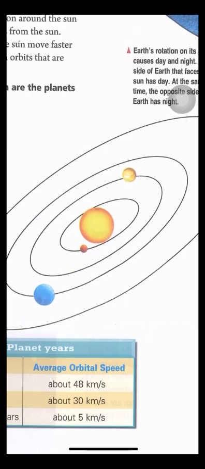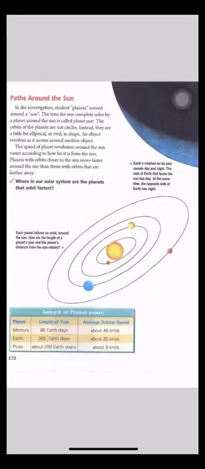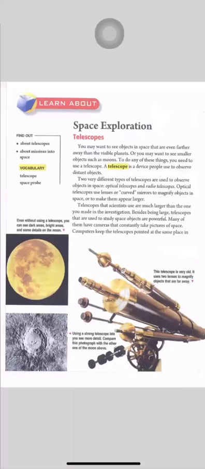But planets that are farther away from the sun move slower and take a longer time to complete an orbit around the sun. For example, one planet year of Pluto is equal to 250 Earth years.